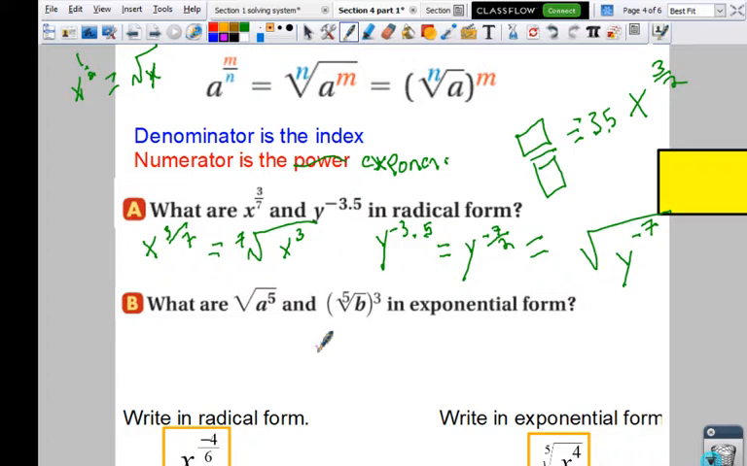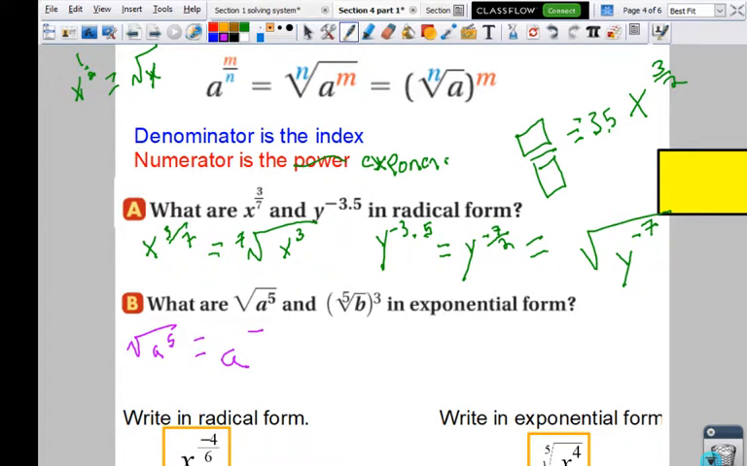Alright, so for part B here, we're going to flip back and go the other way now. We're going to write the square root of a to the 5th in exponential form. So instead of it having the little radical, we're just flipping it around, making it a little fraction. Alright, so I'm going to have a little fraction here.